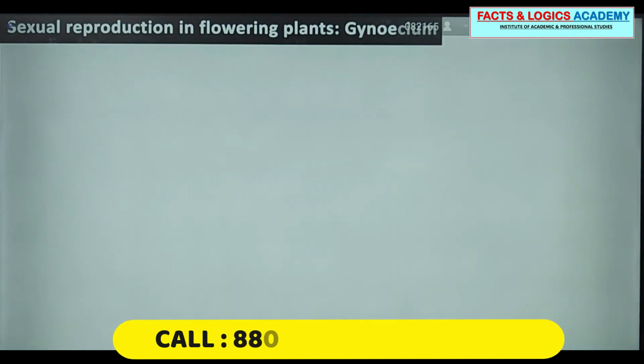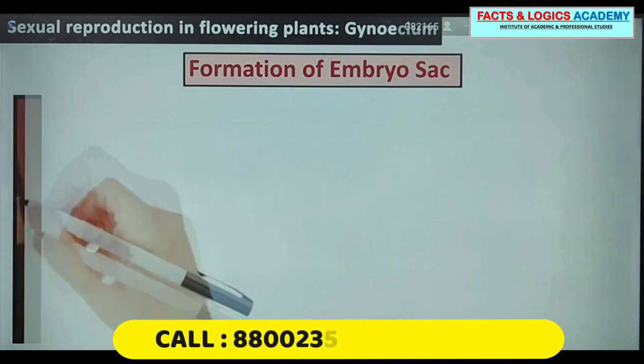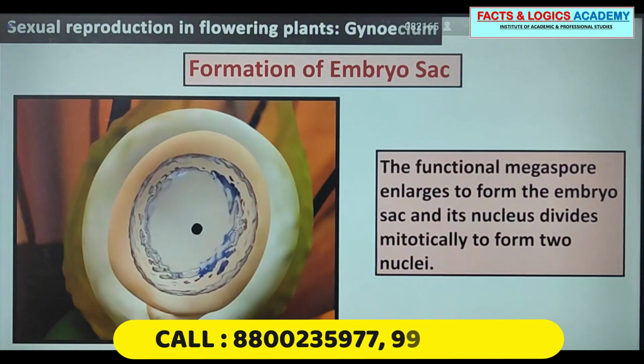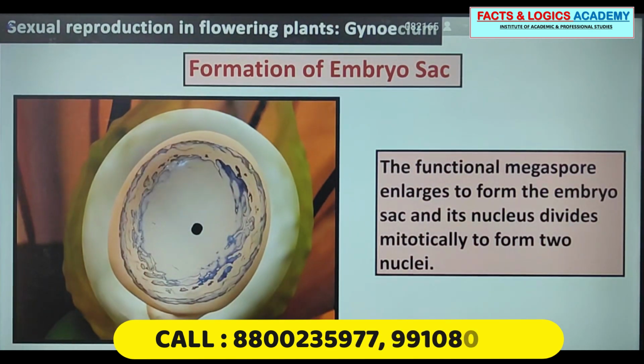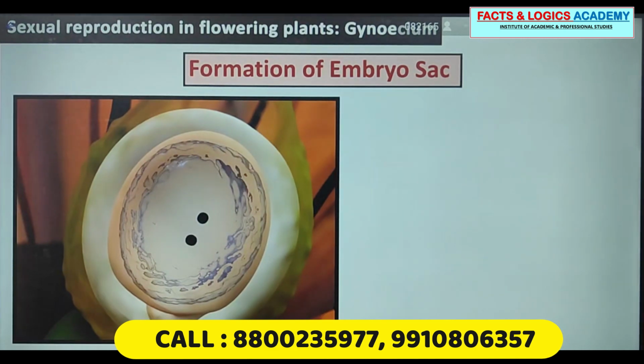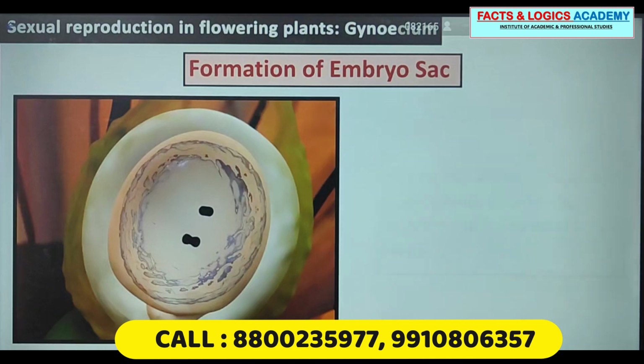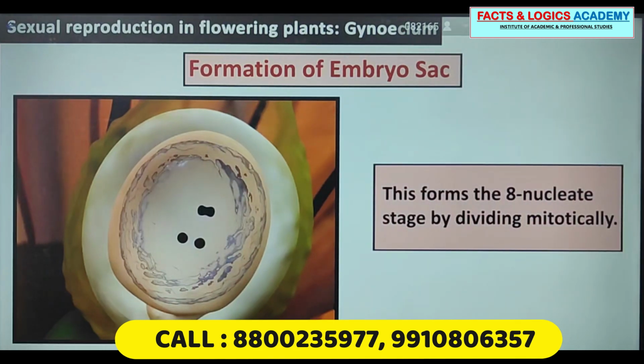Now let us study about the formation of the embryo sac in a detailed manner. The functional chalazal megaspore enlarges to form the embryo sac, and its nucleus divides mitotically to form two nuclei, which move to the opposite poles, forming the two nucleate embryo sac. The nuclei in the two nucleate stage divide mitotically to form the four nucleate stage. This in turn forms the eight nucleate stage by dividing mitotically.